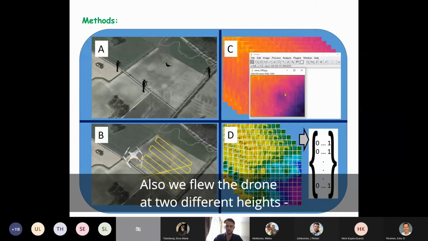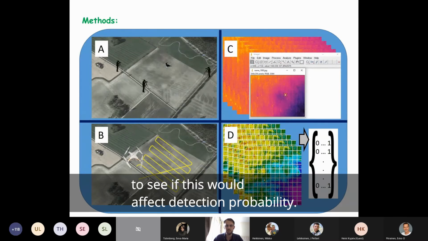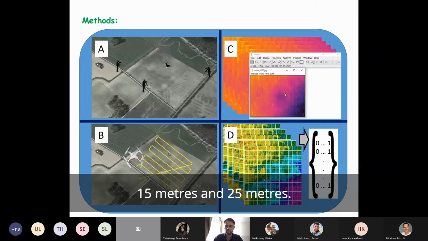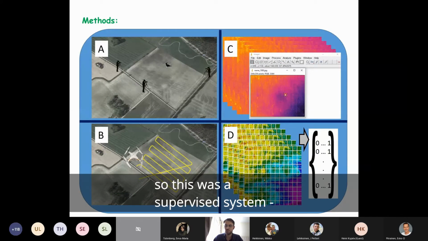And also, we flew the drone at 2 different heights to see if this would affect the detection probability. 15 meters and 25 meters were the heights. We collected all these thousands and thousands of images. We classified them. So this was a supervised system based on classified images for the nests.